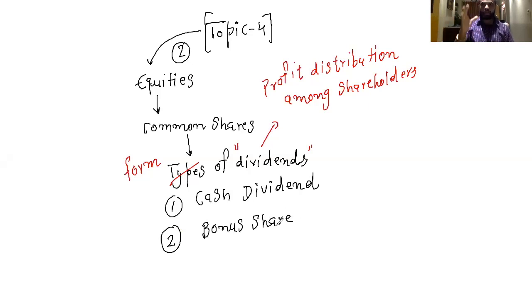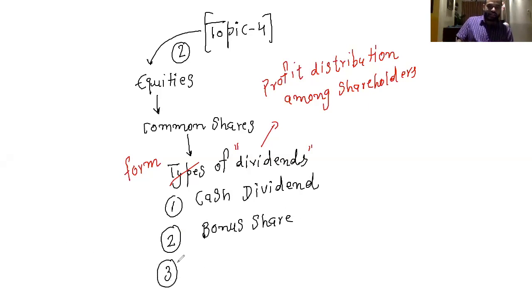Generally, company pay common shares dividend in form of cash. Commons and preference, both in form of cash. But common, they have another form, which is bonus. Company may not comfortable to pay dividend in form of cash, then company choose second option, which is bonus shares.